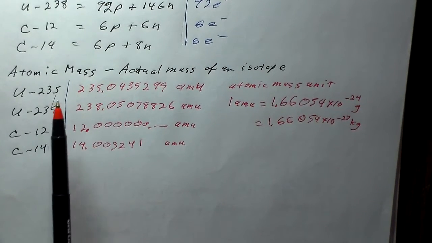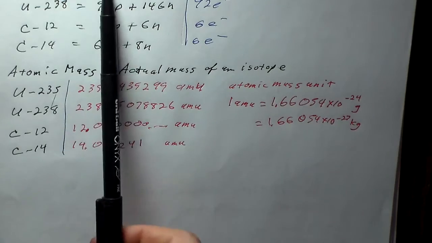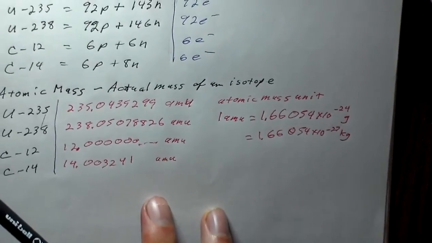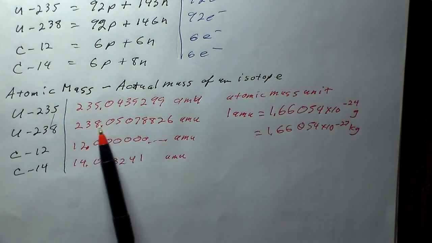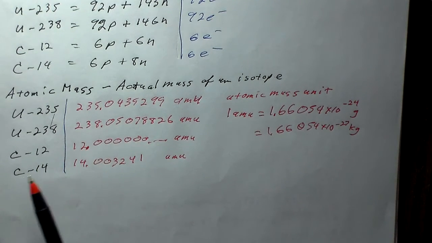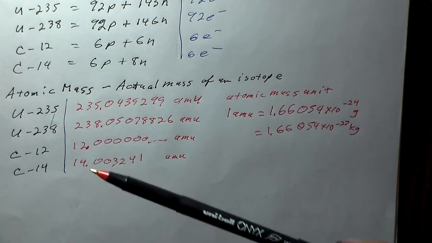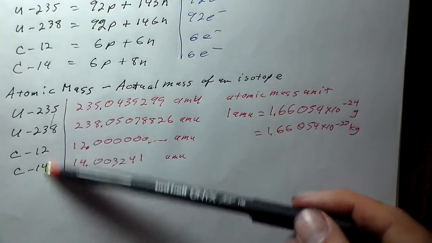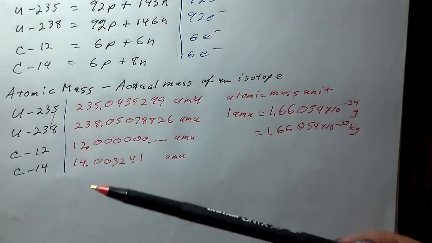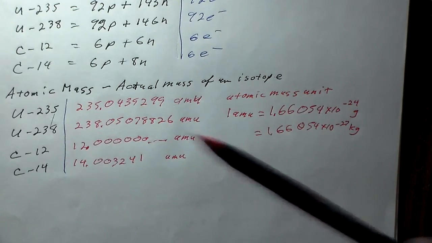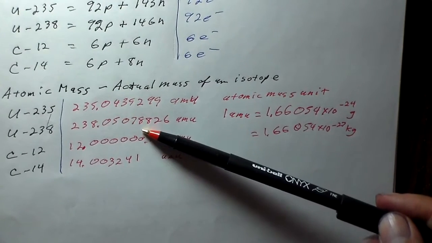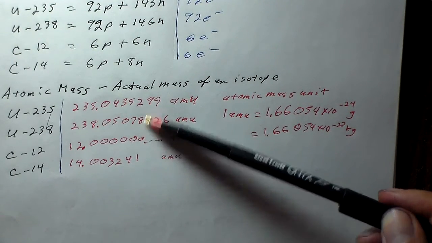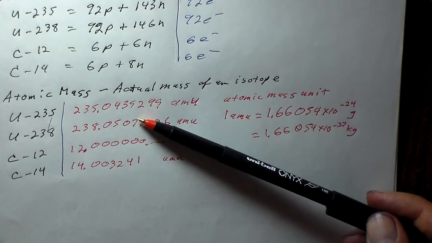So as you can see right here, the atomic mass and the atomic mass number, which is up there, are really close to one another, right? So 235 and change, 238 and change, carbon-12 exactly on the button, and this is actually by definition. And carbon-14, it's 14 and change. So really the atomic mass number and the atomic mass are pretty close to one another. So a lot of times if you're just doing a quick little back of the envelope calculation, if you know what the actual atomic mass number is, at least to the integer, you're going to be pretty close to what the actual atomic mass really is.